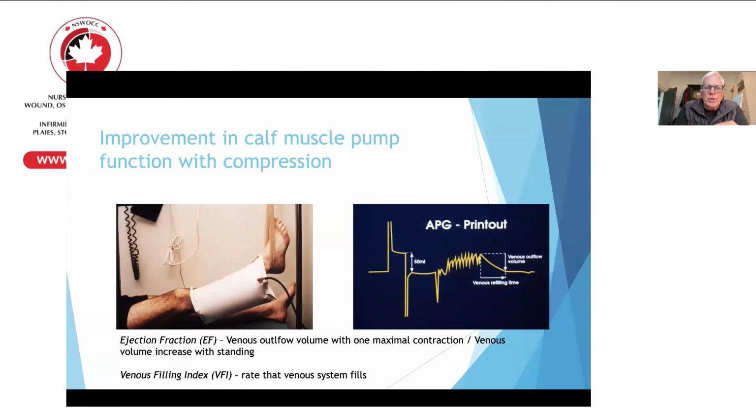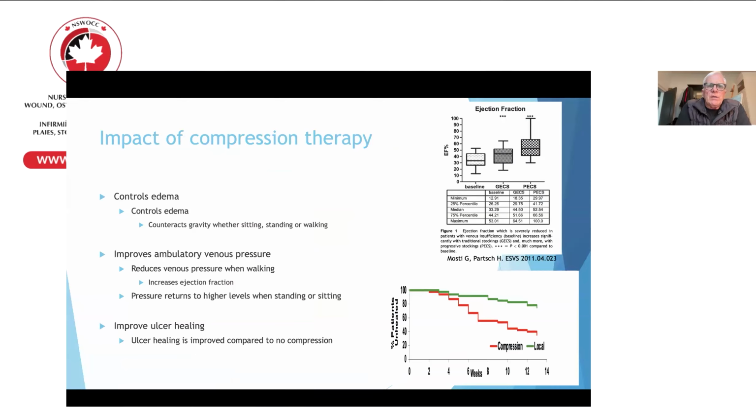And then after repeated exercises, you look at how quickly that blood refills. And you're looking to see, if the valves are damaged, it refills much more quickly. If the valves are functioning, it's a slower refill. And when we look at the impact of compression therapy, we know that whether it's elastic or inelastic, it does help to control edema. And what it does is it counteracts gravity, whether you're sitting, standing, or walking, and it just helps to stop that fluid from collecting in the soft tissues.